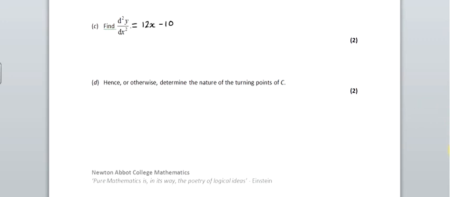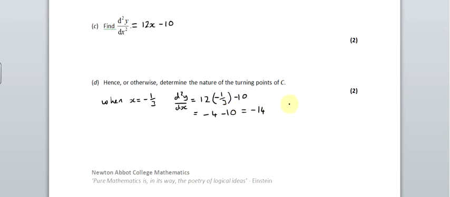So that's 2 marks. It's trivial, isn't it? Hence or otherwise determine the nature of the turning points. Okay, so we found the second derivative, so we just need to consider both of our points. So when x is a negative third, d2y by dx squared is equal to 12 times a negative third minus 10, and 12 times a negative third is negative 4 minus 10, which is minus 14, and we're not really interested in a number. What we are interested in is the fact that it's less than 0, which means that the gradient is decreasing, which means it's a maxima.